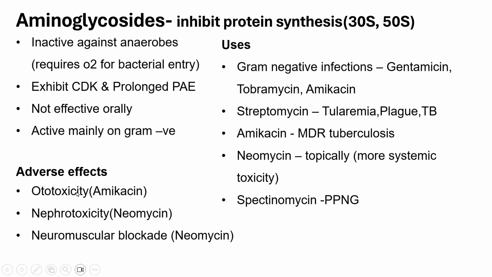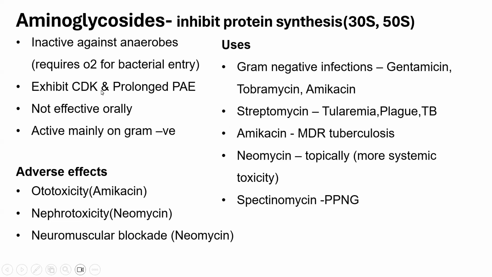Okay, so remember the adverse effect for aminoglycosides is very, very important. Ototoxicity maximum seen with amikacin, and it is also seen with streptomycin. Nephrotoxicity maximum seen with neomycin, and neuromuscular blockade also maximum seen with neomycin. Remember N for N. Nephrotoxicity, also neomycin is the most commonly causative drug among the aminoglycosides, and neuromuscular blockade also, N N, neomycin. Okay, ototoxicity maximum seen with amikacin. So remember the adverse effect.